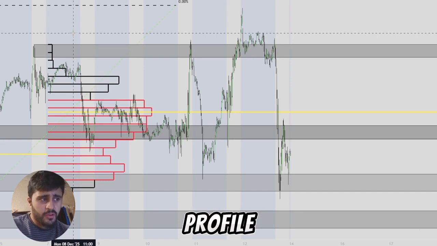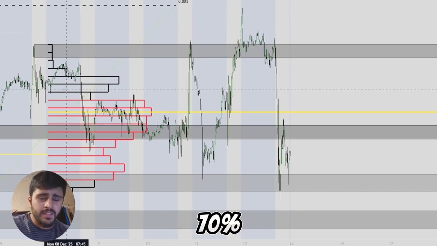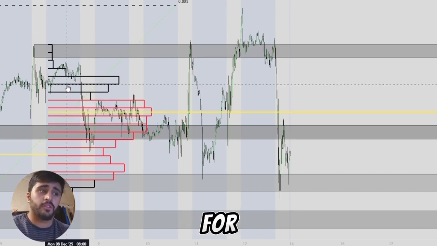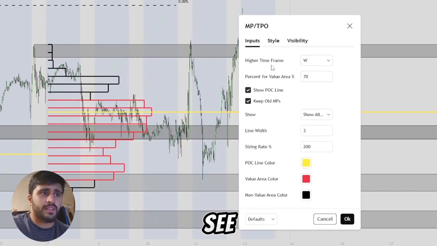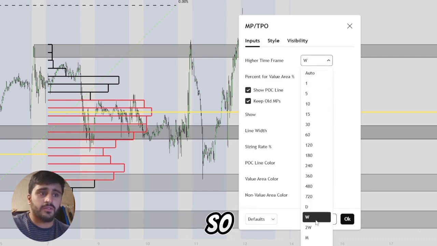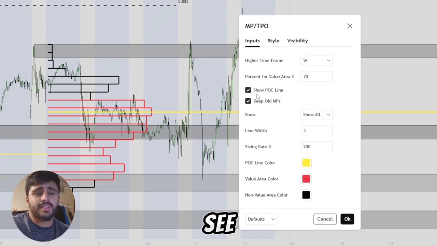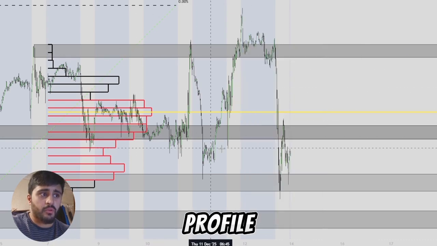This is just the market profile. The market profile basically shows you where 70% of the volume for the previous, in this case, week was. So these are the settings I have for market profile. We can see here higher time frame, weekly. So there's weekly, daily, and all the lower time frames as well. We can see something called the POC, right? So I'm just going to untick that, so you can only see this volume profile here.